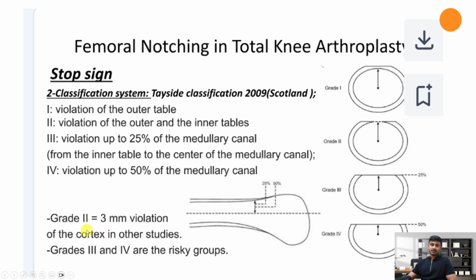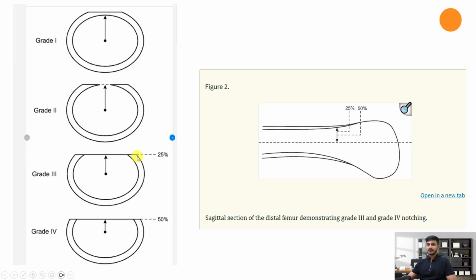So in other classifications, grade 2 is also said when there's a 3 mm violation of the outer cortex. So it's either 3 mm violation of the outer cortex, or in this classification violation of inner table and outer table as well. So as you can see, when we talk about 25% and 50%, what we mean is from the anterior cortex to the center of the medullary canal 25% of the way, and from the anterior cortex to the center of the medullary canal 50% of the way, not 50% of the entire diameter of the medullary canal. So as you can see here, this will be 25%, 50%, 25% of the way to the center of the medullary canal.